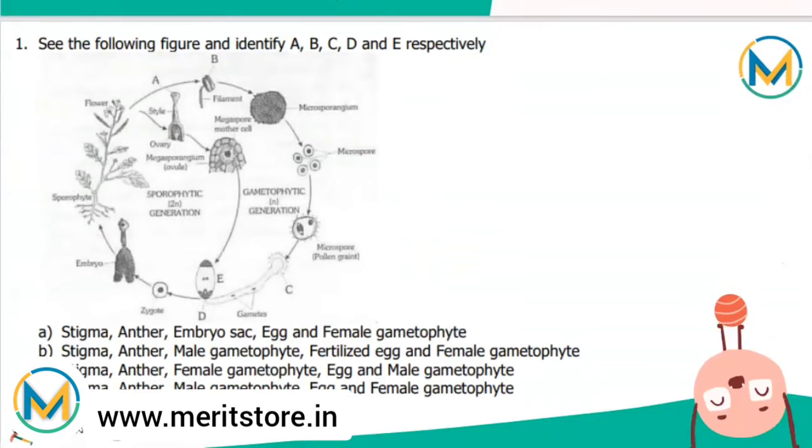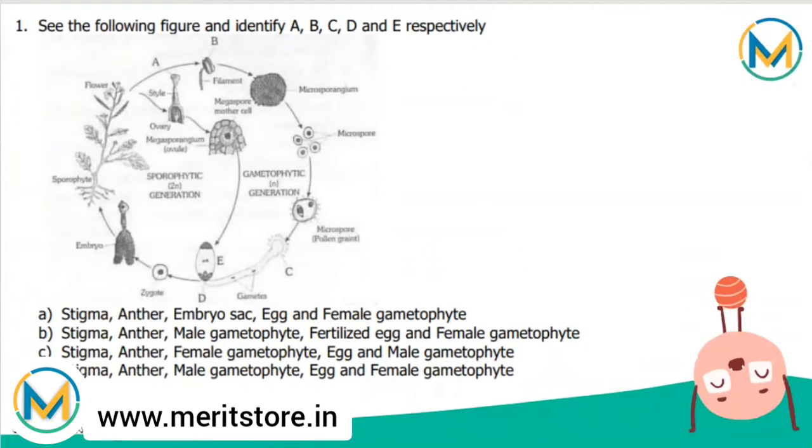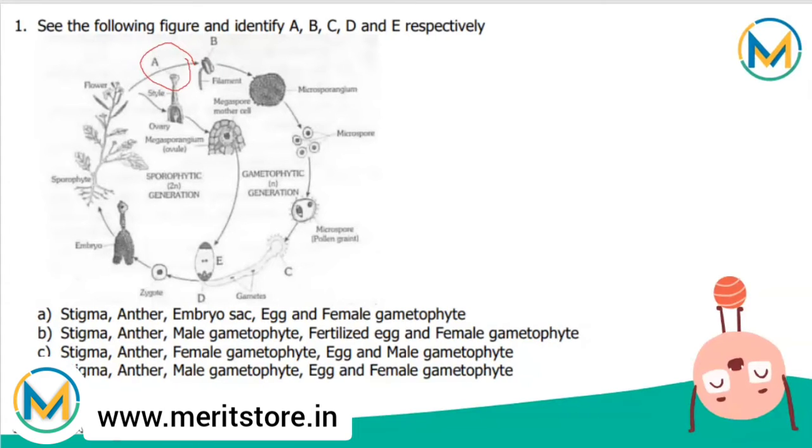First question: see the following figure and identify A, B, C, D and E respectively. So here A, this part is stigma. The stigma is specially adapted portion of the pistil modified for the reception of pollen.